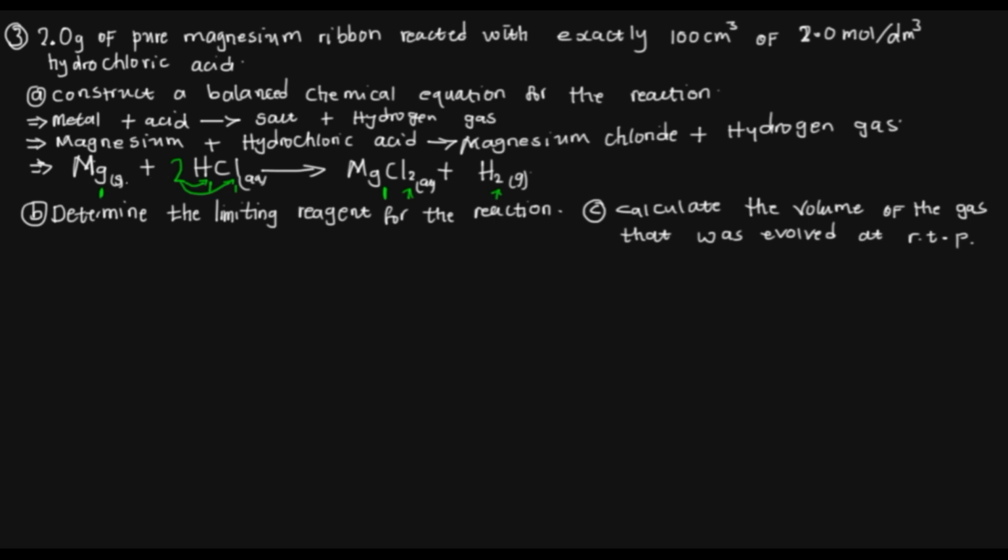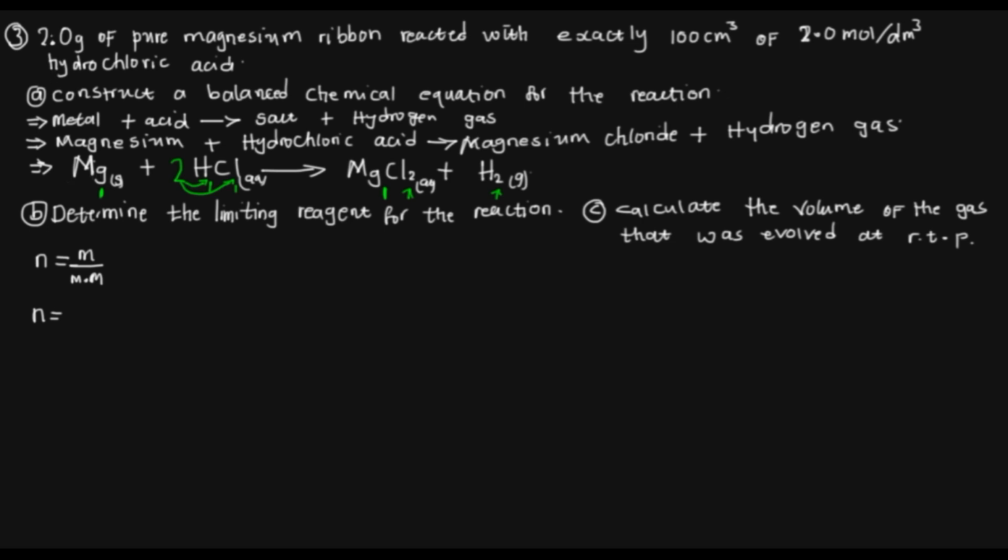So the first step that we are going to do is find the number of moles for each reactant. So let's begin by finding the number of moles of magnesium. We can say the number of moles is equal to mass divided by molar mass. Now, as we can see, magnesium is pure. So we are not going to find a mixture for magnesium. We are just going to get its mass number.